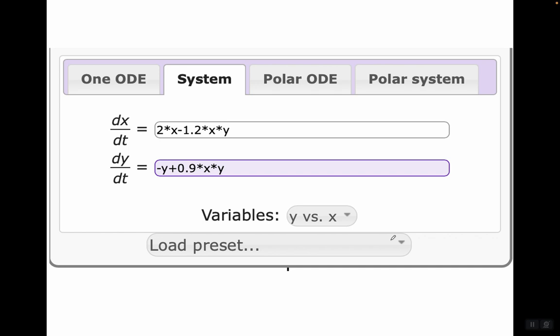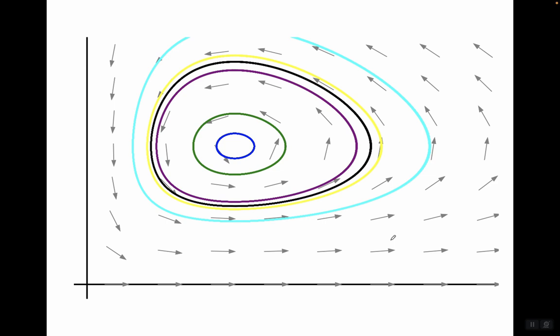Enter these differential equations, 2x minus 1.2xy. You really should write it as 2 times x minus 1.2 times x times y. You probably don't need the star between the 2 and the x, but you really do need it between the x and the y. And similarly, dy/dt equals negative y plus 0.9 times x times y. And we end up with something like this. So this is what we get.